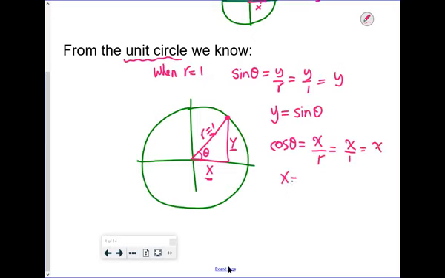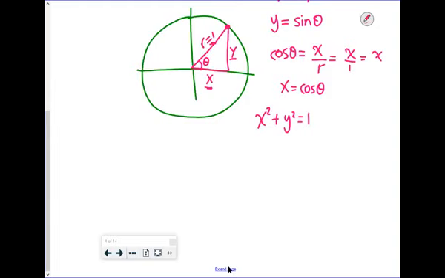So we know x equals the cos of theta. Put that into the equation we had, where we had x squared plus, oh, I've written sine there, I should have written cos, sorry. x squared plus y squared equals 1. We know x is the cos of theta, so we've got the cosine of theta all squared plus y equals the sine of theta, so y squared is the sine of theta squared, equals 1.